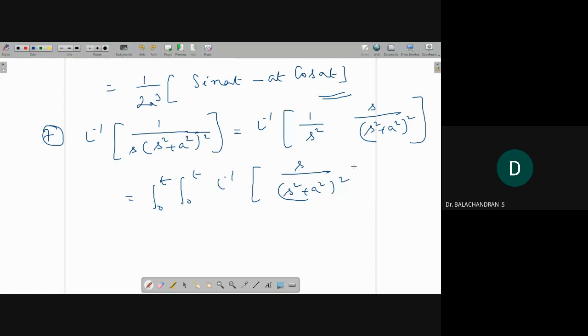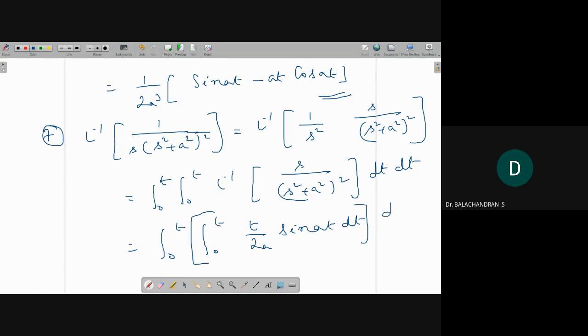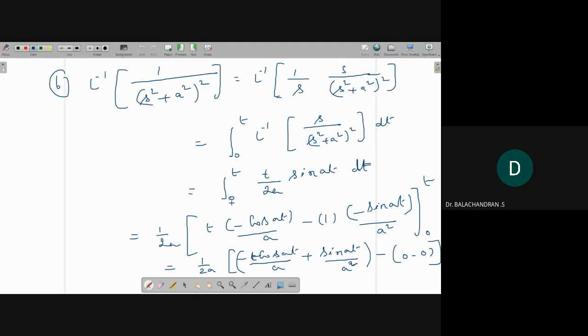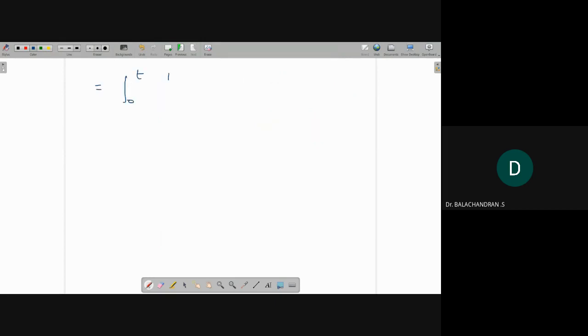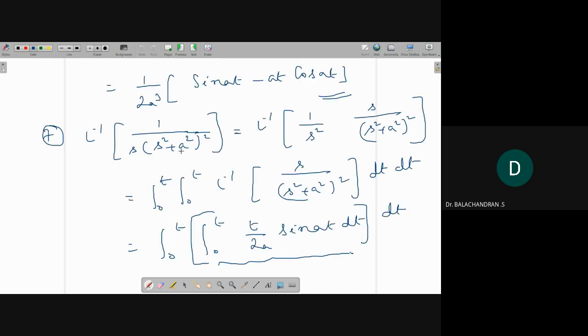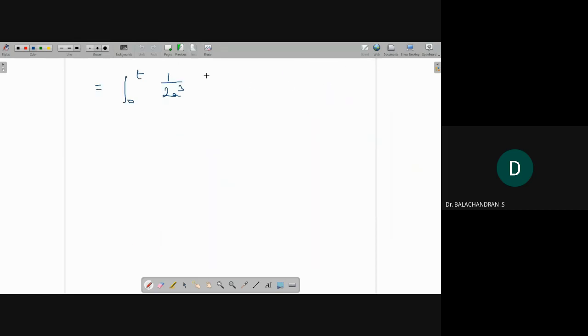Close the bracket, dt into dt. Now, this is 0 to t, L inverse of s by s square plus a square, whole square, which is t by 2a sin at into dt. So just now we got the value of the integral from 0 to t of t by 2a sin at dt. This portion we know the answer, that is 1 by 2a cube into sin at minus at into cos at. I'll substitute in the next page: integral 0 to t of 1 by 2a cube into sin at minus at cos at, into dt.